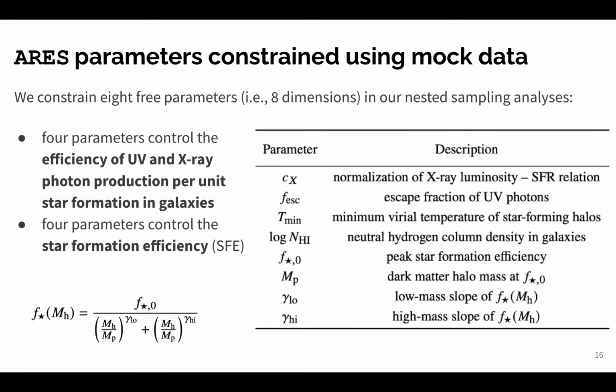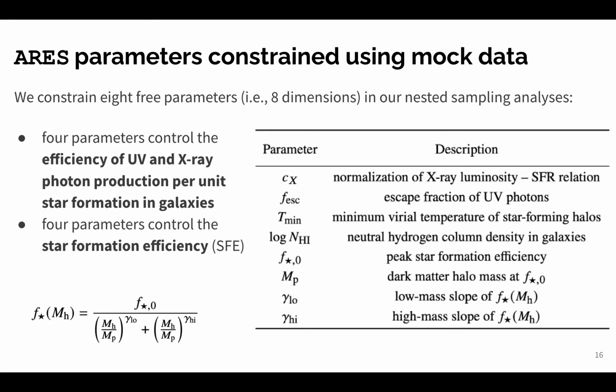These are all common parameters used in simulations that people would like to constrain, but none of these parameters have been accurately constrained from observations yet. And so that's why we're interested in measuring this global signal. So that's 4 of the parameters, and then the other 4 control the star formation efficiency, which we talked about briefly earlier. Here at the bottom, I show the double power law model that is used in Aries to model the star formation efficiency. It's a double power law in dark matter halo mass. There are 4 parameters in that double power law, and those are the second 4 parameters that we're constraining. So we're constraining all these 8 parameters together in this nested sampling analysis.